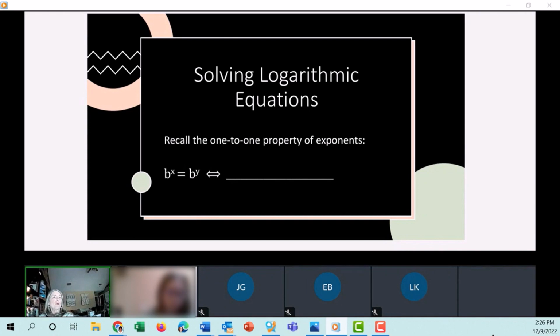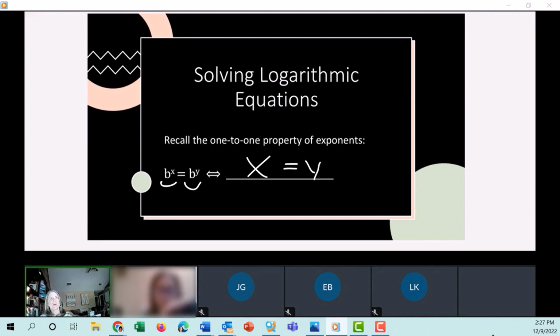Recall the one-to-one property of exponents. If we have the same base and we have different exponents, can you tell me what that means? What does that mean to you? What does b to the x equal b to the y mean? Any ideas? What that means is, yes, very good, x equals y. So the exponents have to be equal.